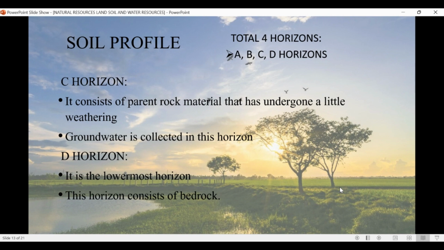So for this video, we are going to stop with the soil profile itself.